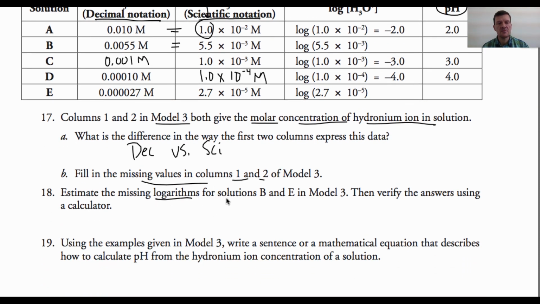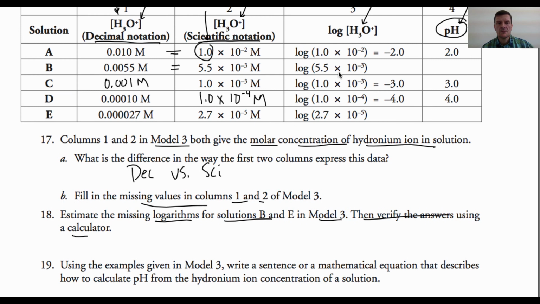Estimate the missing logarithms for solutions B and E in Model 3, then verify the answers using the calculator. Okay, so this is log of 5.5 times 10 to the negative 3. If we were to estimate it, our answer is going to be negative 2 something, between negative 2 and negative 3. So this is actually going to be negative 2.3. Okay? And down here, we've got negative 4.6. And we know it's going to be between negative 4 and negative 5 because it is close to 10 to the negative 5 there. It's a little bit bigger than 10 to the negative 5.